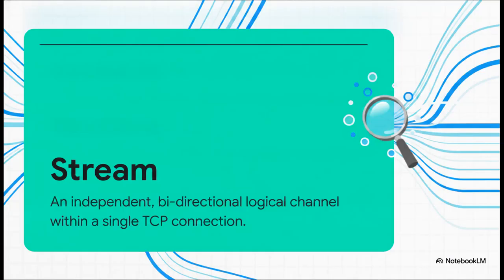Let's break down the anatomy here. First, we have the stream. Think of a stream as an independent, bidirectional logical communication channel operating within a single HTTP/2 TCP connection. It's kind of like having one giant physical pipe, but inside it you've got dozens of separate virtual channels running concurrently, and none of them interfere with each other. Each stream carries exactly one request-response exchange.